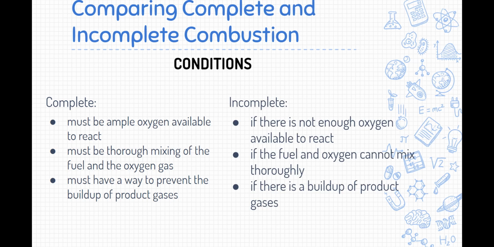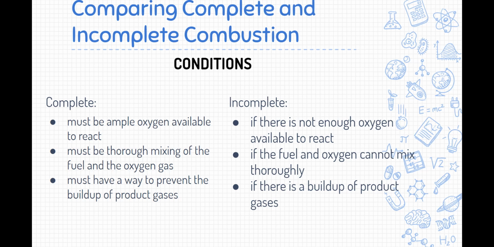So I'll put everything up here because you can see that complete and incomplete combustion are simply opposites. The key idea is that, one, we need a lot of oxygen, so a high percentage of oxygen in the mixture, and there also needs to be really good mixing of the fuel and oxygen. If you can do that, you'll get complete combustion. If you can't, you'll probably get incomplete combustion.